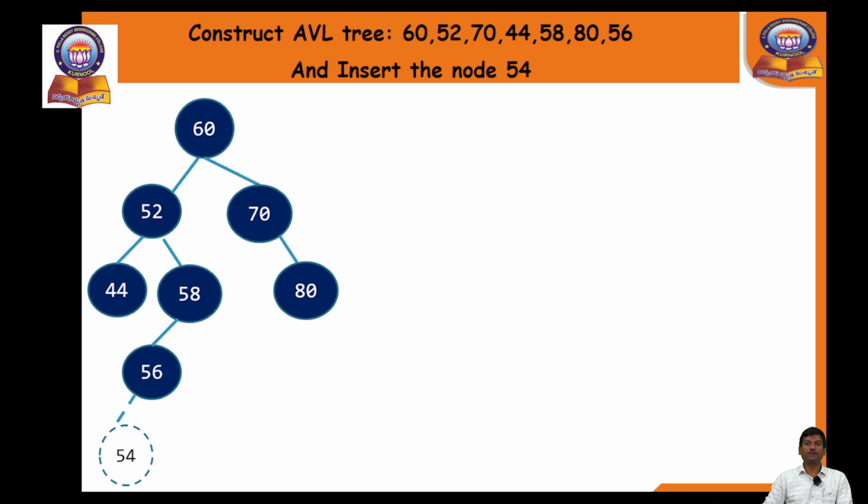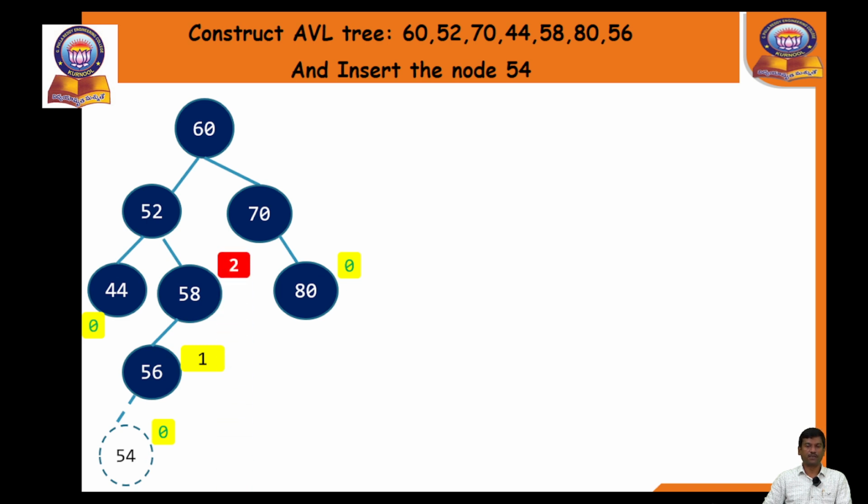And when you are adding the next node, that is 54, 54 is placed to the left of node 56 as per the property of the binary search tree. When node 54 is inserted, check the balance factor, that is, compute the balance factor of every node. So the balance factor of node 54 is equal to 0. Node 80, it is equal to 0. Node 44, it is equal to 0. Node 56, 1. 58, 2.